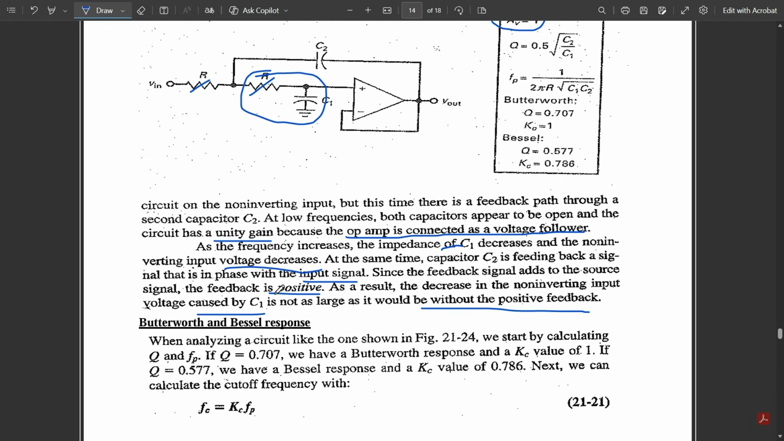Why? Because the feedback is positive, right? So with respect to the feedback signal, when the source signal is added it would be turning positive, which would result in a decrease in the non-inverting input voltage. Okay, so the non-inverting input voltage is V in, that would be getting decreased so that it won't be affected with respect to the large positive feedback.